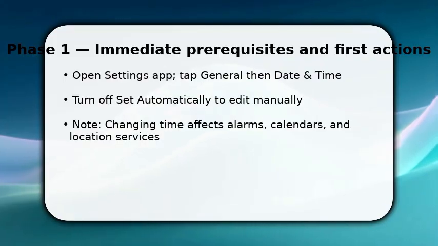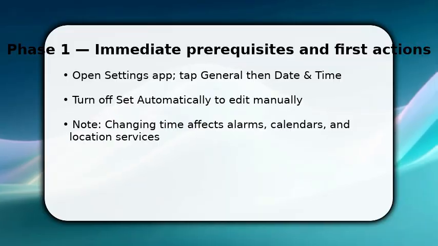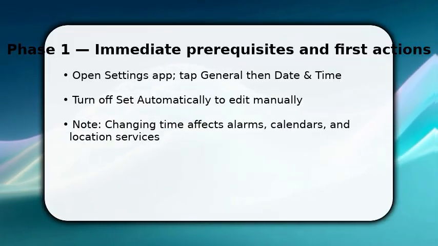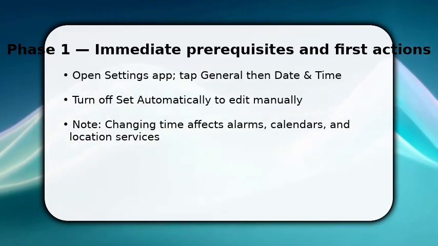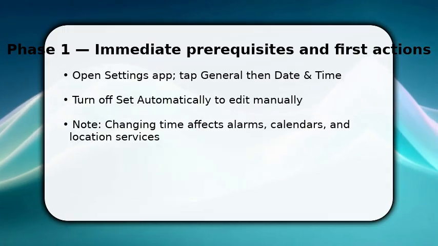You begin by opening Settings and going straight to General, then Date and Time. This is where System Time lives. Once there, turn off Set Automatically. If you want manual control, you need to disable it first to edit fields.